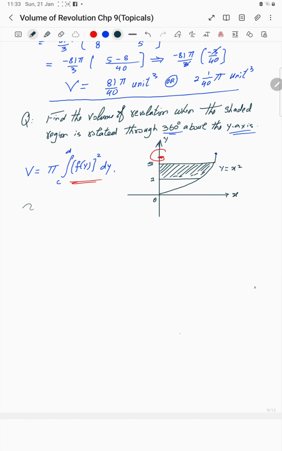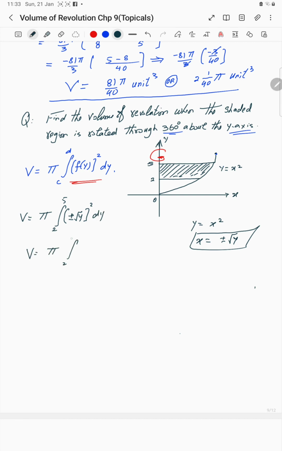Now apply this. V is equal to what? Pi times, limit is 2 to 5 was the shaded part, f of y. So first we make x the subject here, as y equals x square, so it means x will be plus minus square root y. So here we will have plus minus square root y square dy, that gives us pi, 2 to 5, again it will be y dy, because plus square or minus square will be y, so it will be eliminated. So it means x square is equal to y.